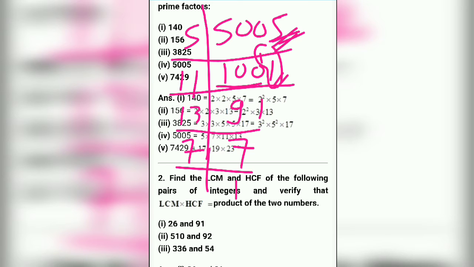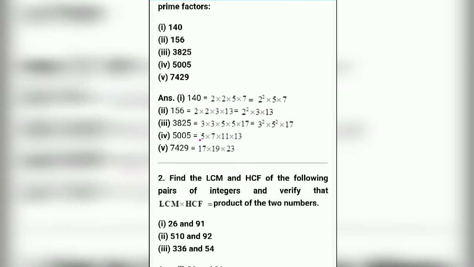Okay, so this is the prime factorization of 5005: 5, 11, 13, 7. Okay, 5 multiply 7 multiply 11 multiply 13. Here all the factors occur 1 time, so we cannot convert to exponential form. This is the simplest form, otherwise exponential form. Okay, so the factorization of 5005 is 5 multiply 7 multiply 11 multiply 13.